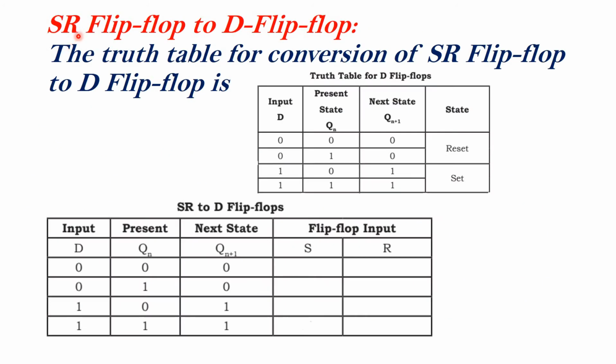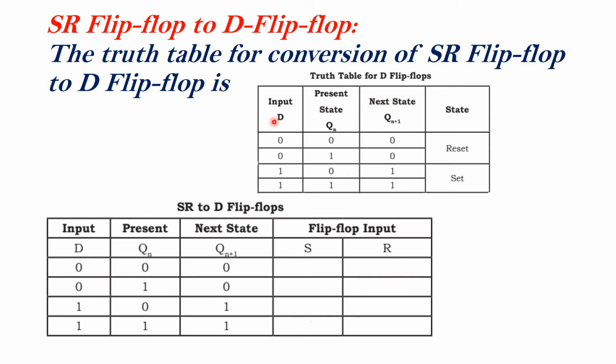Here I am going to explain how the SR flip-flop is converted into D flip-flop. In a SR flip-flop, I am going to take the excitation table. And for a D flip-flop, I am going to use the characteristic table or truth table. So first of all, I am going to write the truth table of the D flip-flop. Input, present state and next state.